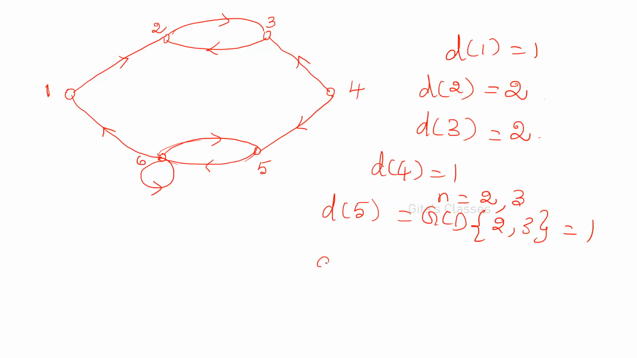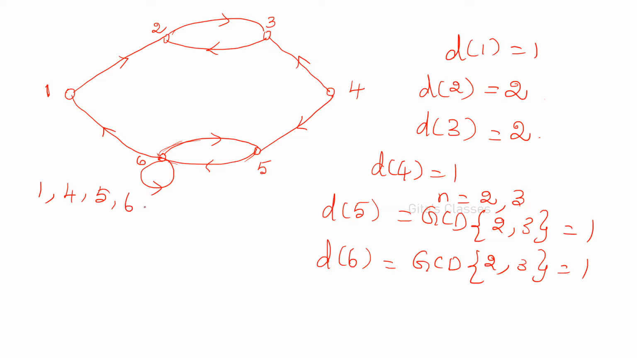So what about D of 6? Same here. The GCD of, here you can go back here, 1, 2, it is 2. Then another possibility is you can start from here, 1, 2, 3. Again this will be equal to 1. So here 1, 4, 5 and 6 are aperiodic. 2 and 3 have period 2.